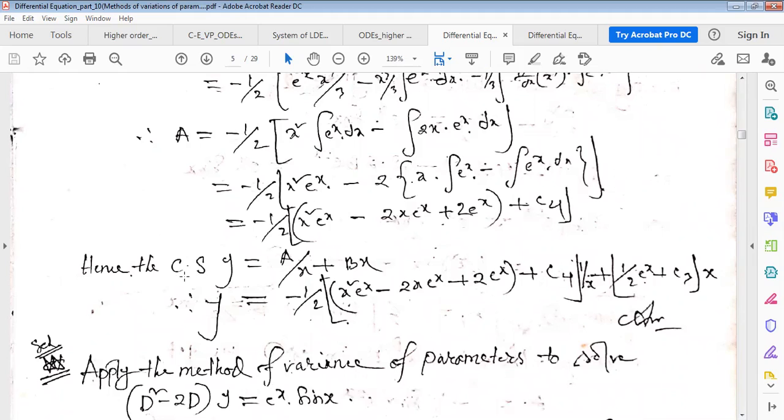So the complete solution, the particular solution, y equals A divided by x plus Bx. Just putting the values of A and B, this is the result.